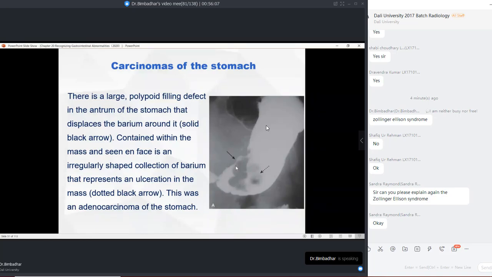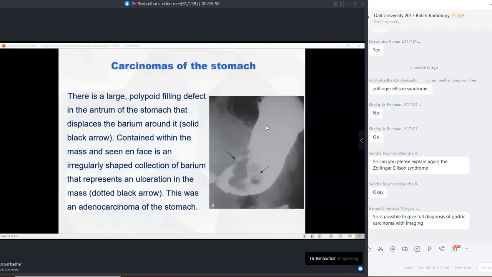And then you have to see, contained within the mass, an irregularly shaped collection of barium that represents ulceration. So you can see here there is also a niche along the hyperlucent area. A niche that is present within a filling defect tells you that you are looking at an ulcerative form of gastric carcinoma. Did you understand? So with the ulcerative form of gastric carcinoma, you are looking at an adenocarcinoma of the stomach. Did you understand this point? Is this clear? Right?